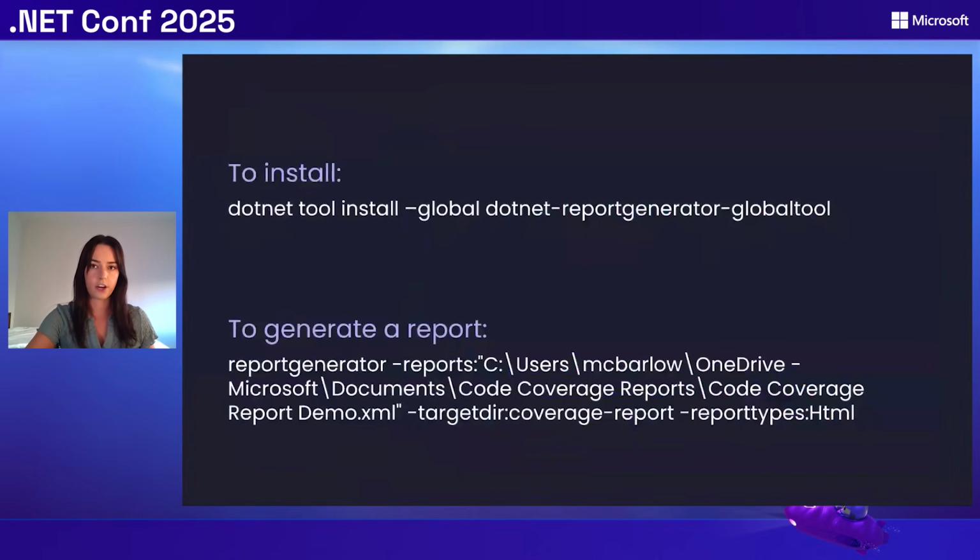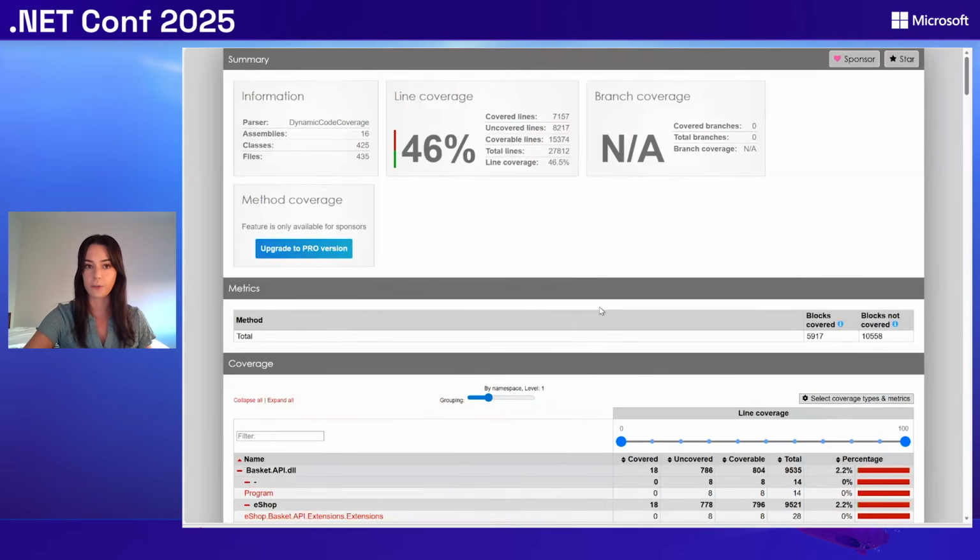So I did already go and install the .NET Global Report Generator tool with this first command. And then once I have the tool installed, I'll go and run the second command in PowerShell to generate the report in HTML format. So as I mentioned, I already did do this, so let's just go ahead and take a look at it. So here's my report.